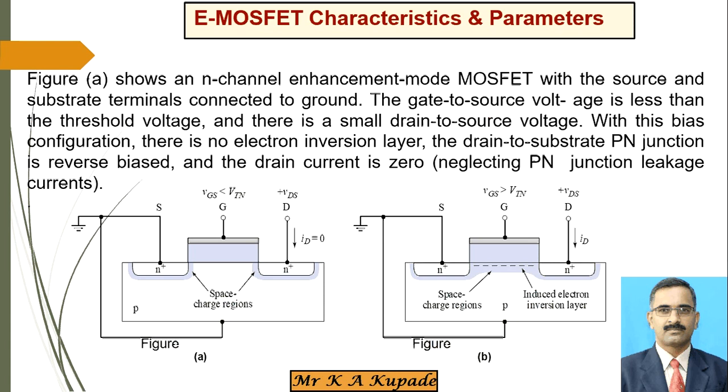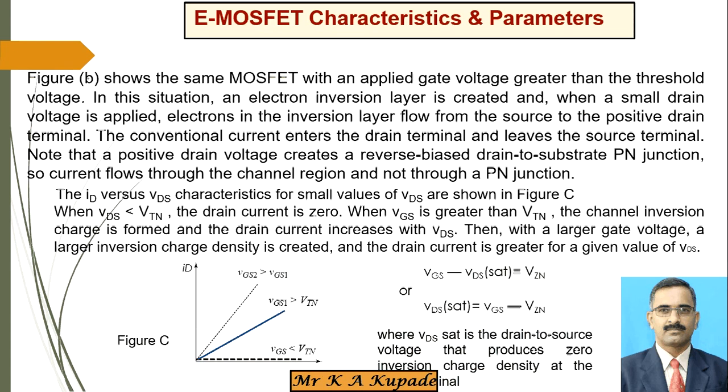Okay, and due to this, what happened? The conventional current ID starts flowing through the drain to source terminal, right? That is the thing. Here it is explained that with this applied gate voltage, which is greater than the threshold voltage, in this situation the electron inversion layer is created.